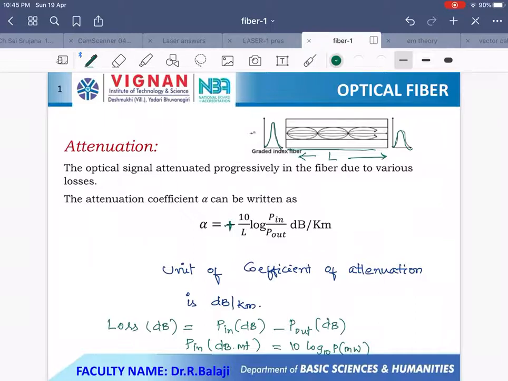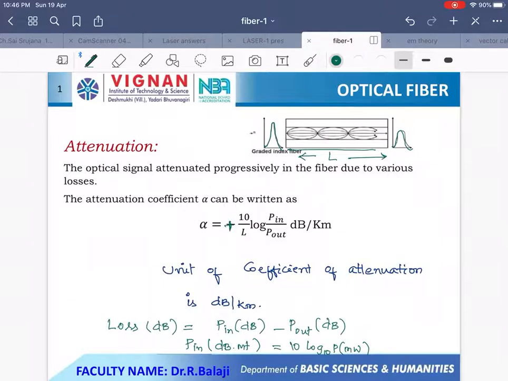Generally the loss of signal is measured in decibels. It can be written as P in decibels minus P out decibels, the input power minus the output power. It should be represented in decibels.